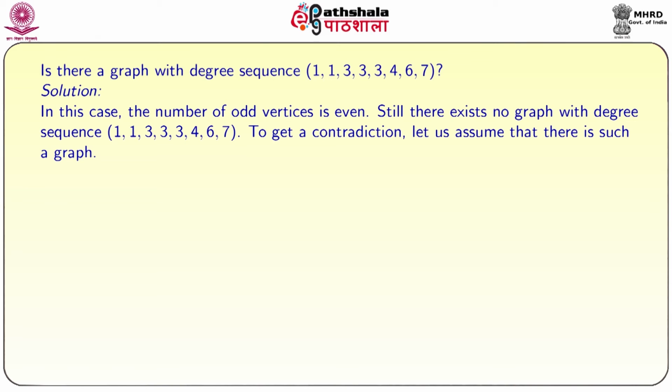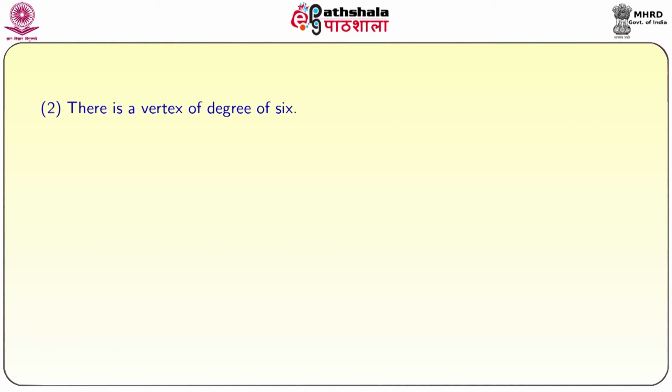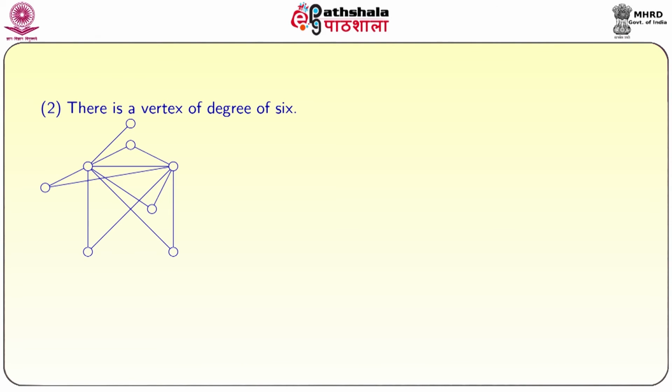One has the following observations. From the degree sequence, we see that the graph contains 8 vertices, and the degree of one of the vertices is 7, hence there is an edge from that vertex to all other vertices. So, diagrammatically there is one vertex with an edge from that vertex to all other vertices. There is a vertex of degree 6 as well. So, now we take another vertex and connect this vertex to all other remaining vertices but one, so that its degree is 6.